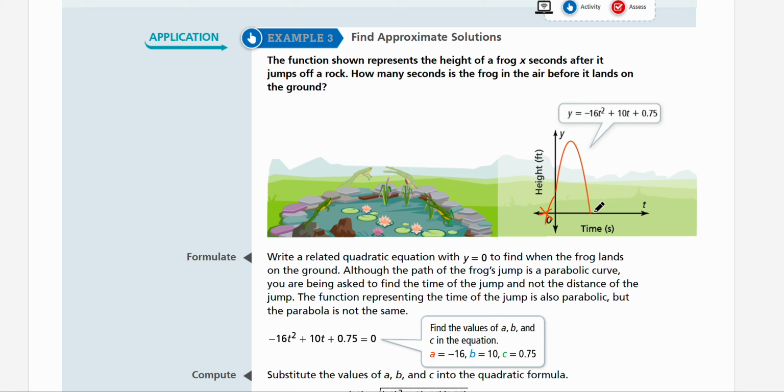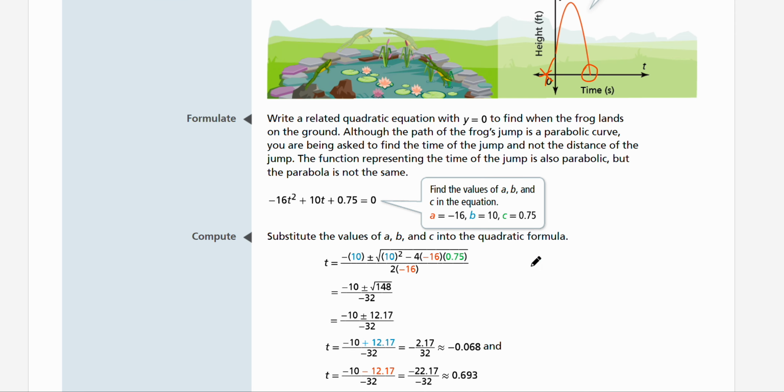We do have two real solutions from the graph, but we're only going to have one real solution that actually makes sense in this context. Does that make sense? Yeah. So this is the solution that we want to figure out. So using the quadratic formula, t is equal to negative b plus or minus root b squared minus 4ac all over 2a. Plug it in, and then solve for the solutions.